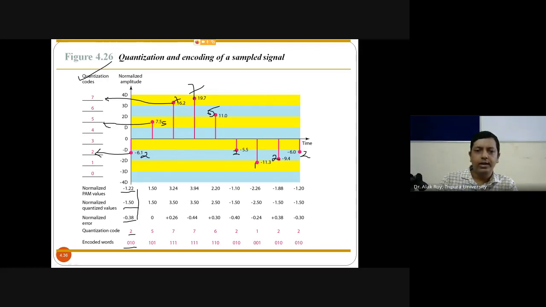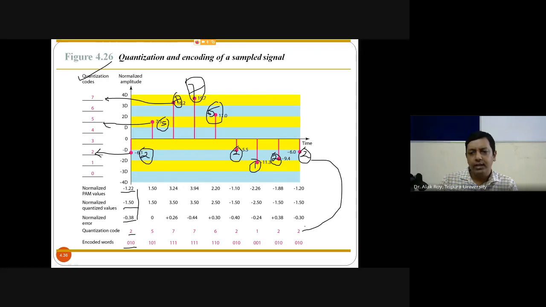So what you are getting? You are getting 2, 5, 7, 7, 6, 2, 1, 2, 2. How am I getting this? By matching the level. If you get the level, it means you have got the quantized code, so you can relate it with this line. After that you convert it into binary.